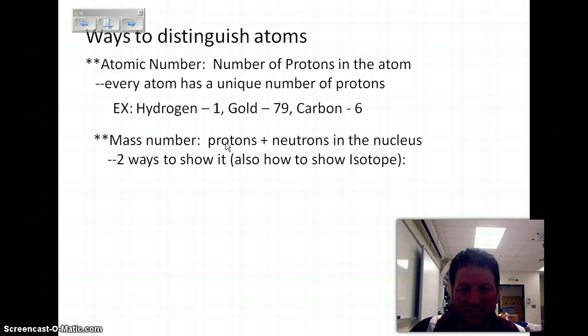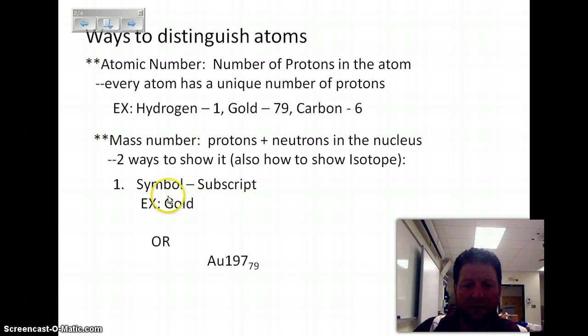So there are 2 ways to show the mass number, 2 ways to document or write this out. We also use this to show the isotopes. First of all is symbol subscript. So for example, 197 is the mass number. Our symbol for gold is Au. Mass number is 197. The atomic number is 79.